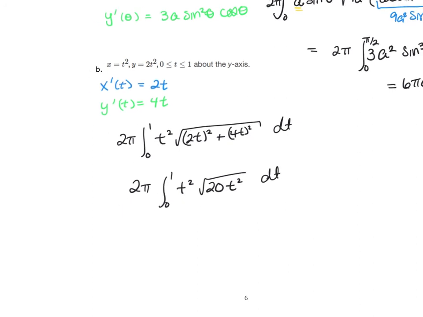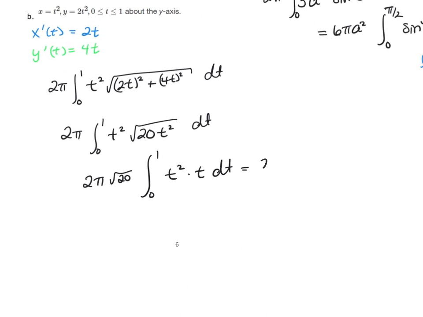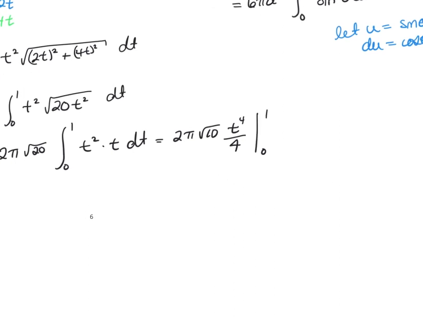I'll go ahead and take the square root. And so I have 2 pi. The square root of 20 is not going to do anything, but it is a constant, so I can pull that out. The square root of 20 can come out, from 0 to 1. And then I'm going to have t squared, and the square root of t squared is another t, dt. And so I end up with 2 pi square root of 20. T to the third, when I integrate it, is going to give me t to the fourth divided by 4. I'm going to evaluate it from 0 to 1.